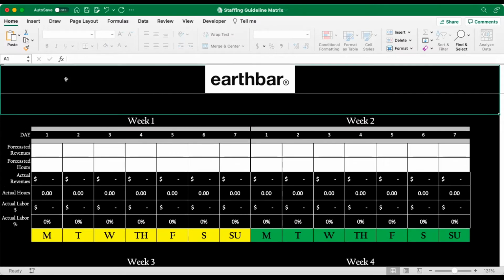You can't click anywhere and go anywhere, and you can't mess up the formulas. Everything is locked, so all you have to do is enter numbers in the cells that are open. This is to help you going forward.